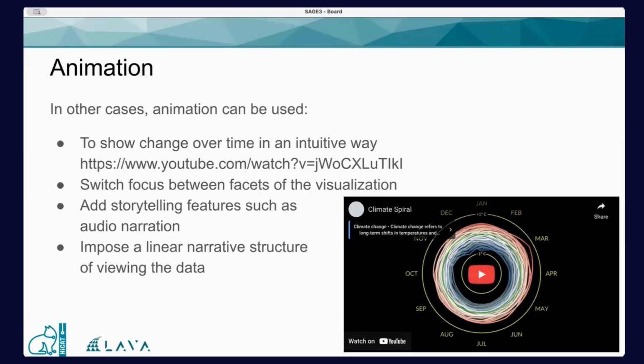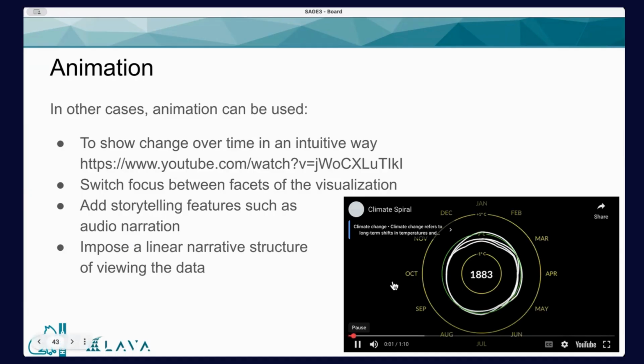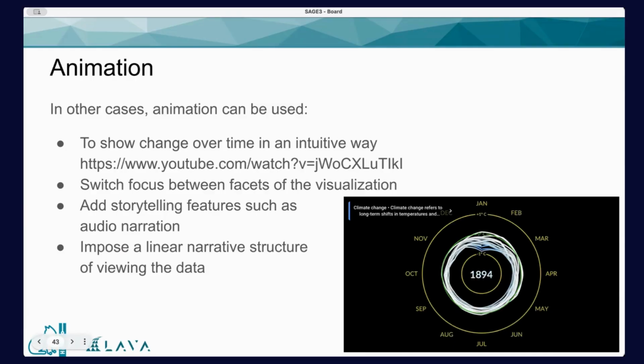Other reasons that you may use visualization animation would be to show change in time. So this is the little example for that. It kind of shows you over time this is the shift in temperature. So you get that sense of being in the story while it's unfolding.